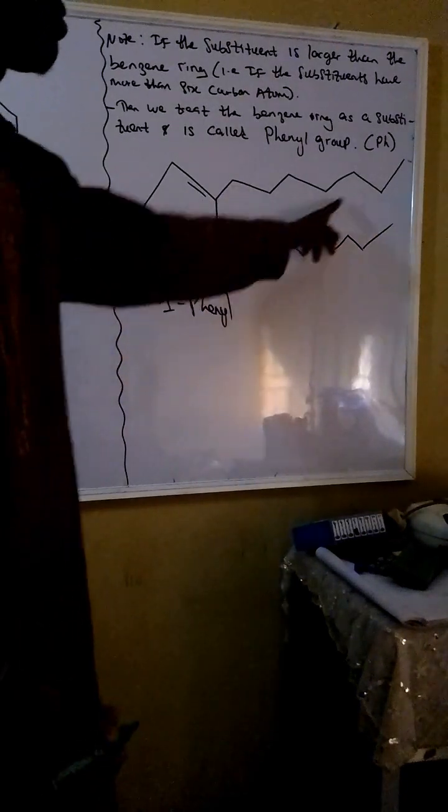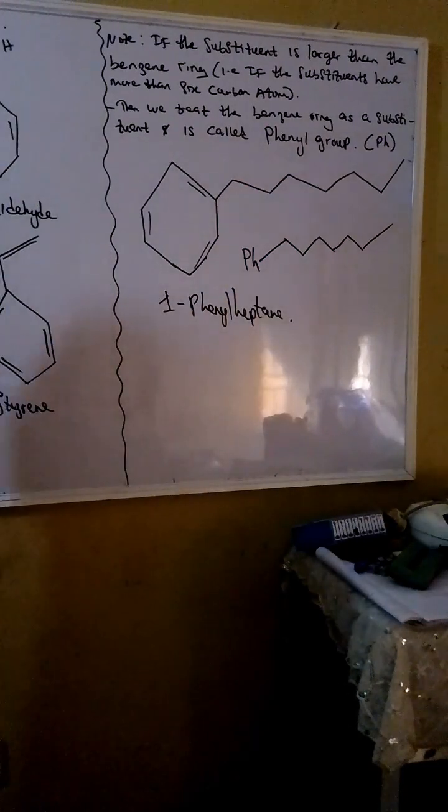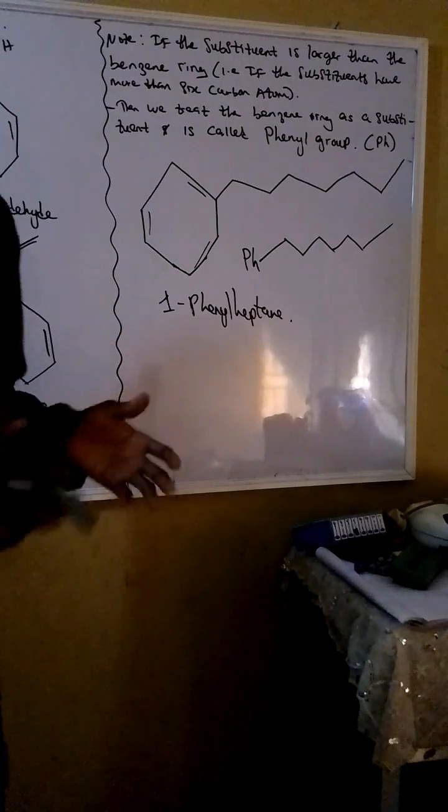phenyl. Then what is the parent chain? 1, 2, 3, 4, 5, 6, 7. That is what? Heptane. And you have one phenyl heptane. Do you get what I'm saying? So that is the basic for the mono one, and for some other ones I need to know, I will talk about them like this.